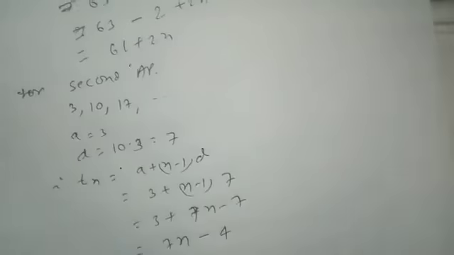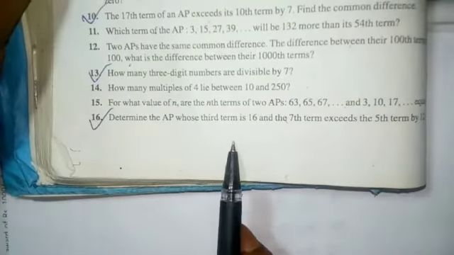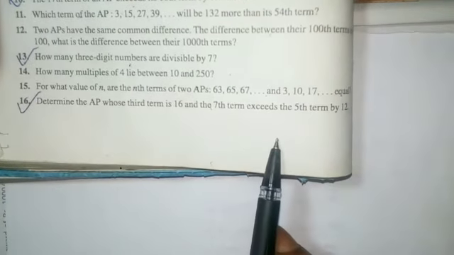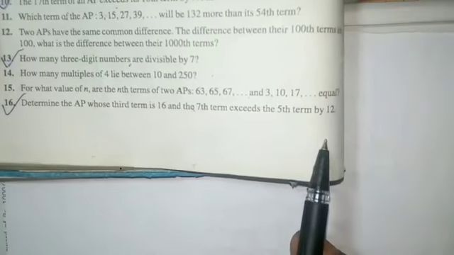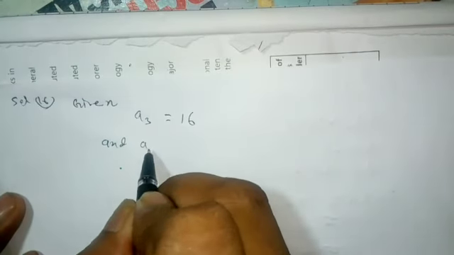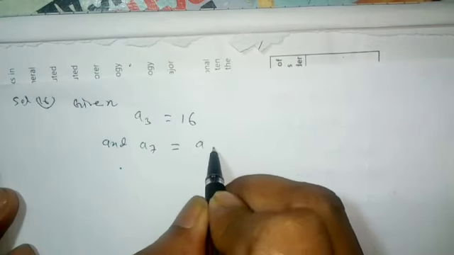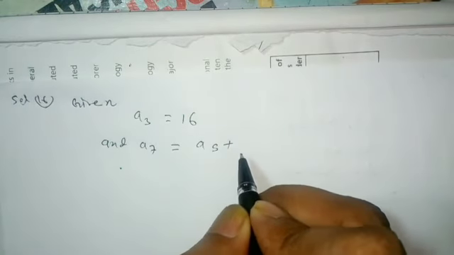question number 16. Determine the AP whose third term is 16 and the seventh term exceeds the fifth term by 12. Given A3 is equal to 16 and A7 is equal to A5 plus 12.